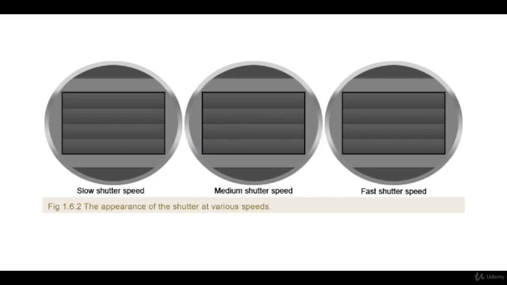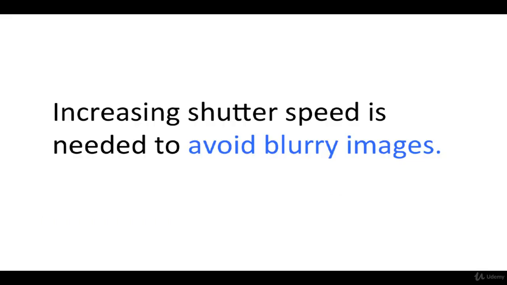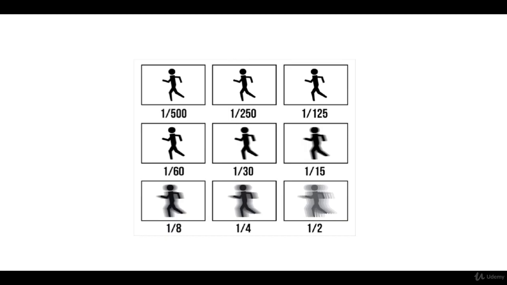In this figure, the appearance of the shutter at various speeds is shown: slow shutter speed, medium shutter speed, and fast shutter speed. Increasing shutter speed is quite needed to avoid blurry images. This figure gives a cool example of how shutter speed can grasp a moment, and how it gives us a way to avoid blurriness.